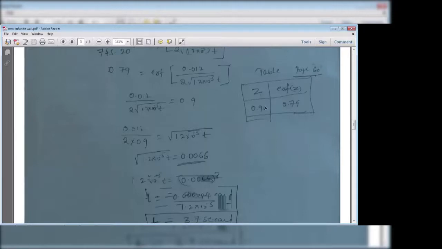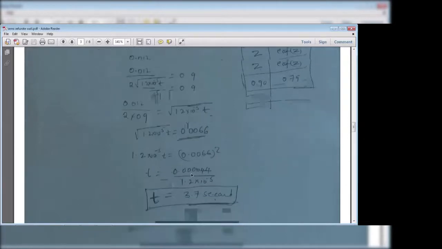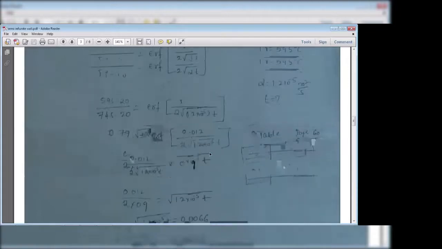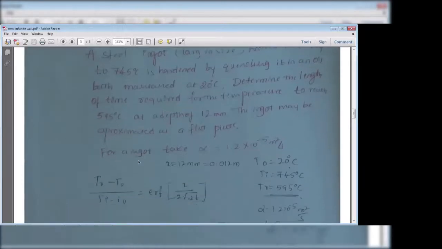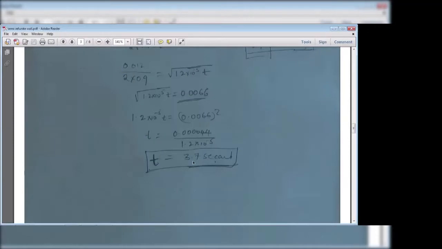From that table in the data handbook, you will get the Z value here. Then what is the t value? The t value is 3.7 seconds, understand? It means that for a depth of 12 mm, the time for the temperature to go from 745 degrees Celsius to 595 degrees Celsius is 3.7 seconds.